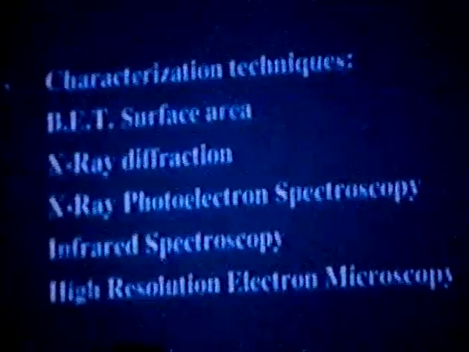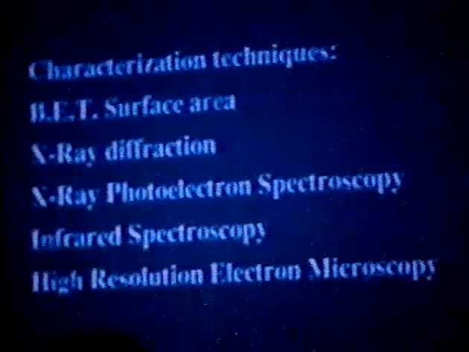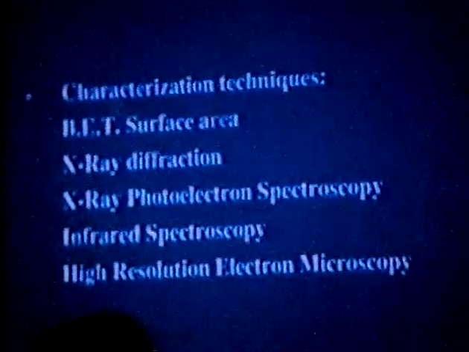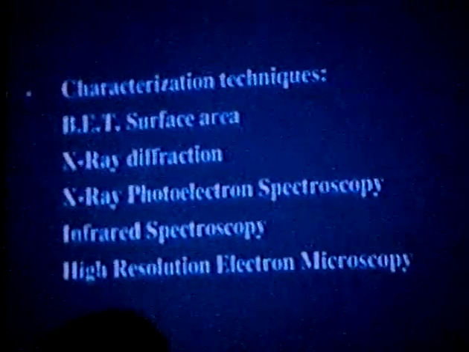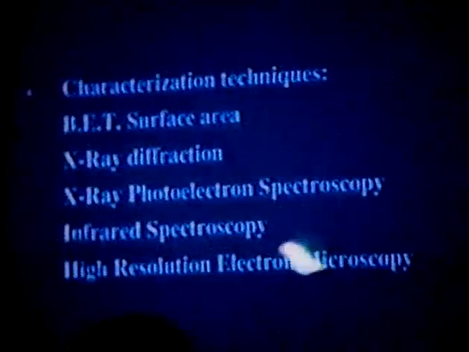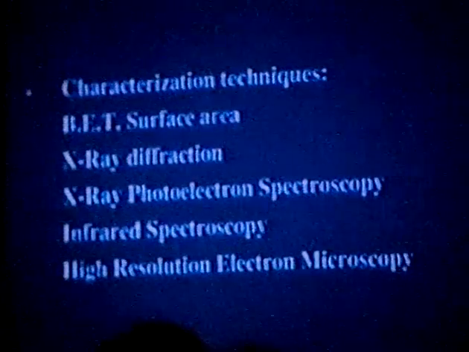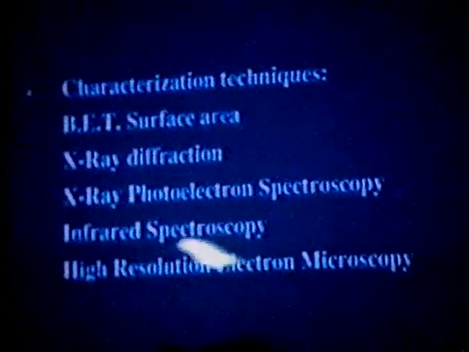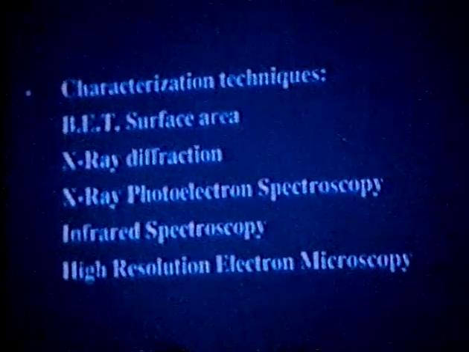The characterization techniques that we used: first, the BET surface area of the iron molybdate materials was low, about 1 square meter per gram. The X-ray diffraction proved that we formed the iron molybdate phase. And also, we did X-ray photoelectron spectroscopy, and we are currently working on infrared spectroscopy and high-resolution electron microscopy.